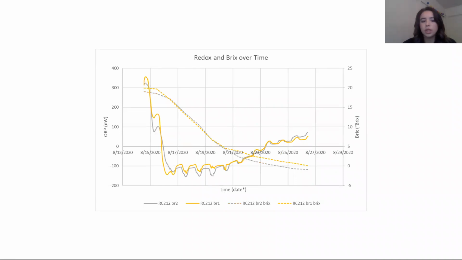So this next overlay shows a replicate of the first. As we can see, the data looks nearly the same. And it shows that the initial data was repeatable. Both of these replicates were successful and went to completion. So again, the same drop, hits a low, and then starts to rise again.